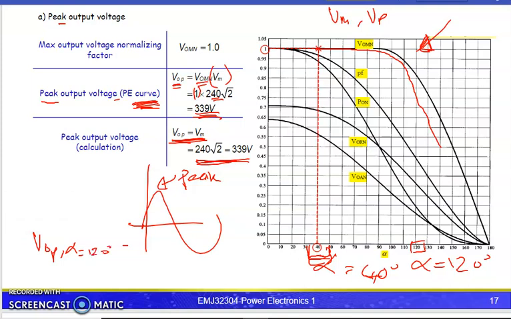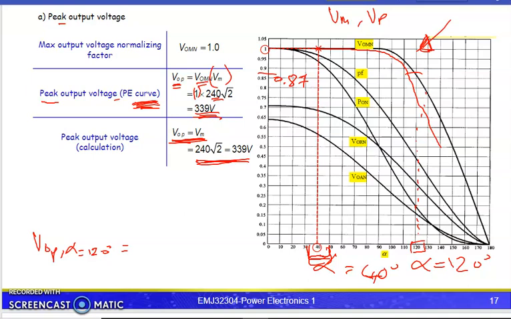120 degrees is equal to how much now? Alpha 120 degrees. So we set 120 degrees, draw the straight line, and we can see that it crosses here around 0.87, like that. Approximation, 0.87 is our normalized value.